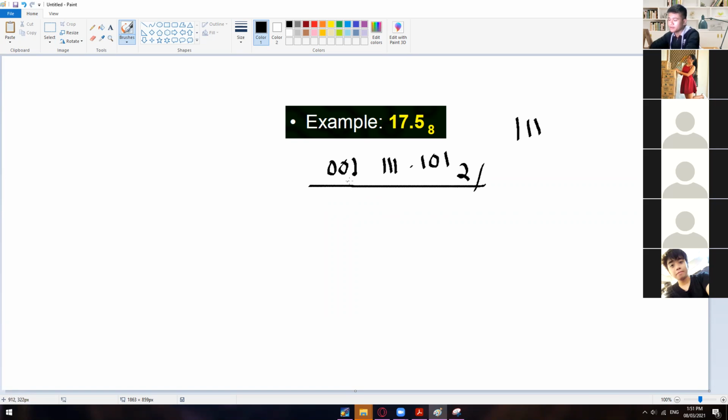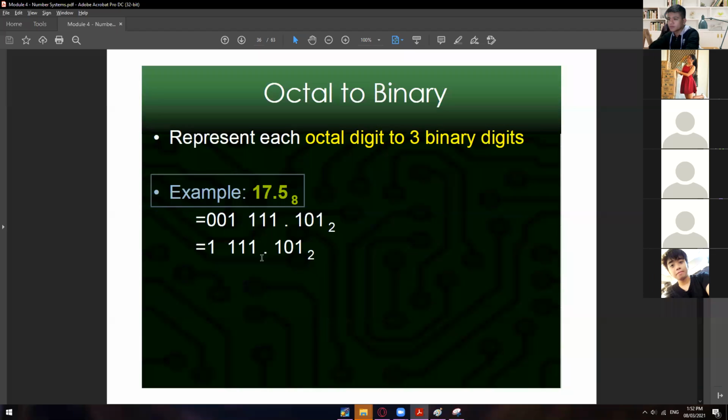So let's see whether I've got the correct answer, or you can simplify this one a little bit more by removing the last 2 zeros, wherein it will give you 1, 1, 1, 1, point 1, 0, 1, base 2. There you go. So 1, 1, 1, 1, point 1, 0, 1, base 2.